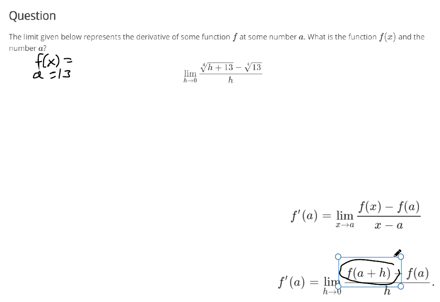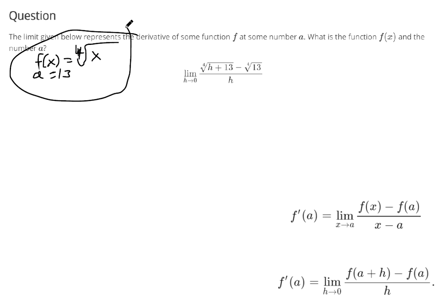The function f of x, we're doing a plus h. So when you think about this notation, this is saying that you're plugging a plus h in for x in the original function. So if we do the fourth root, then a plus h, if we plug in 13 plus h right in here, it matches what we have over here. So that means we've got the right function.